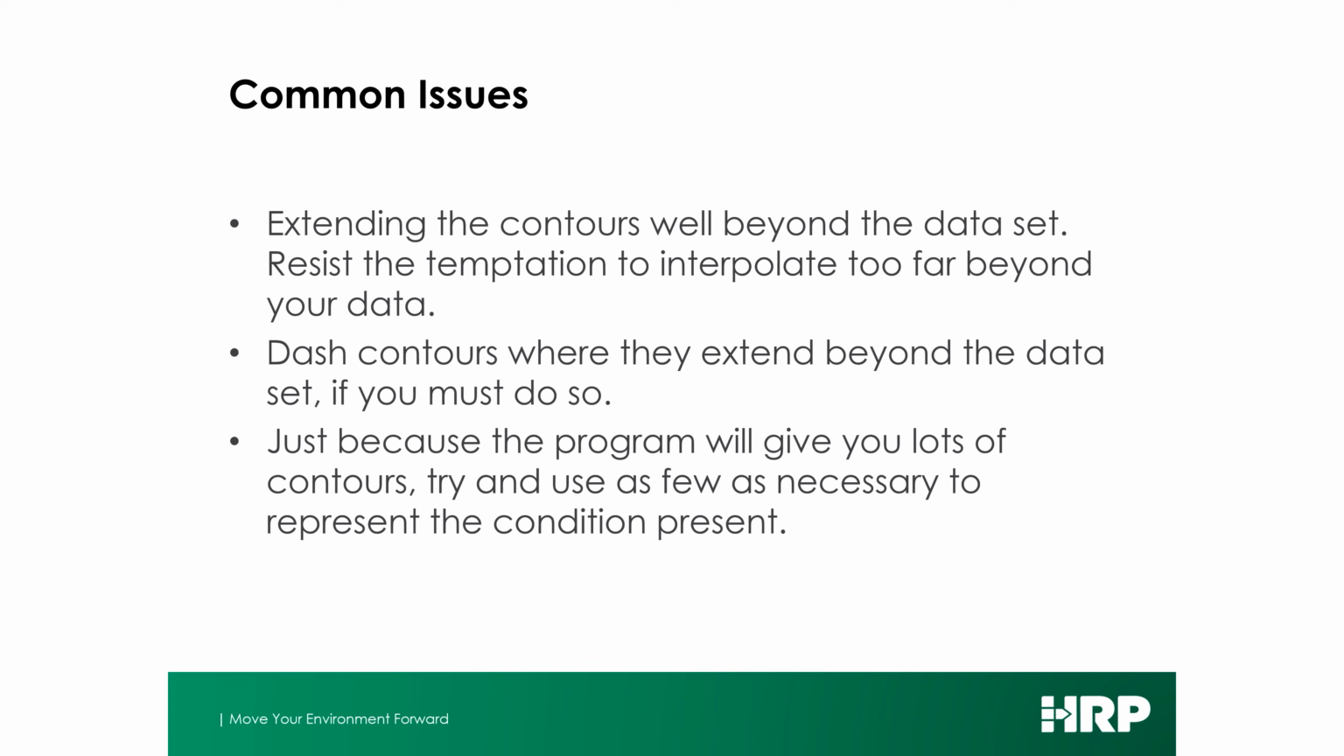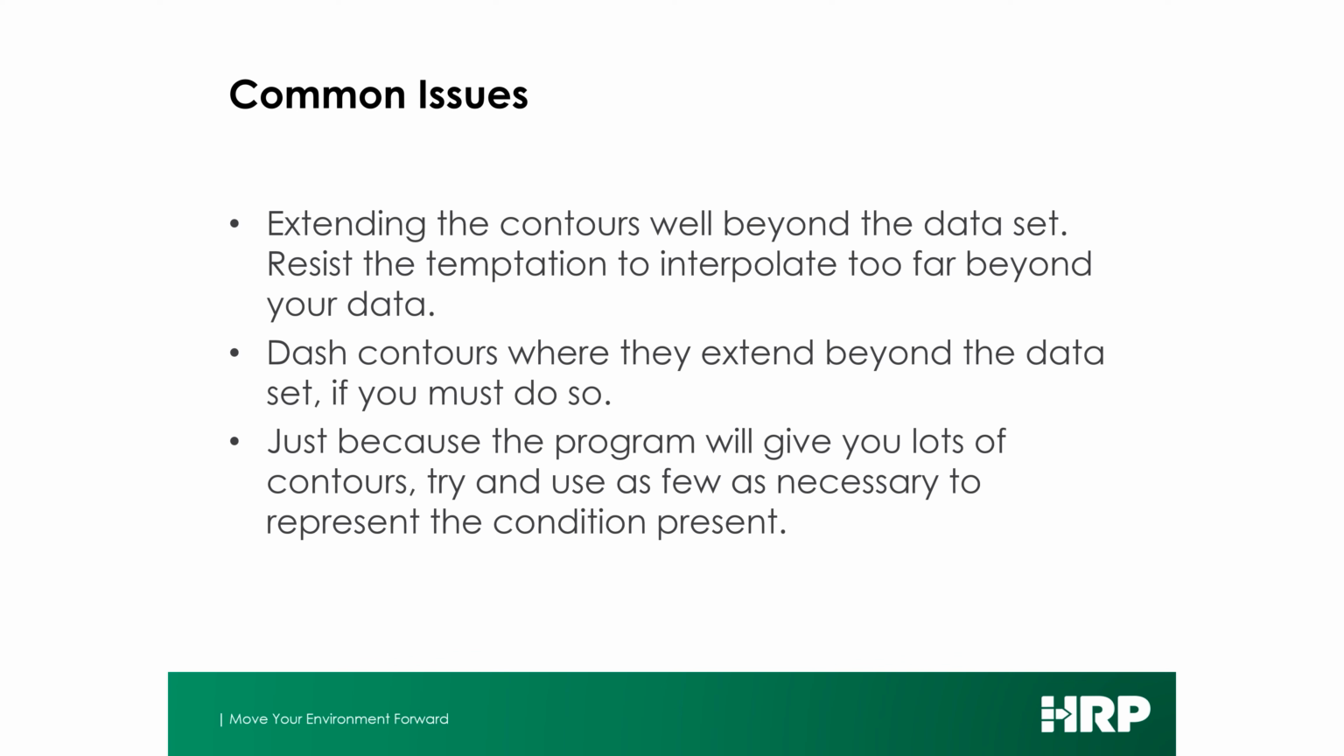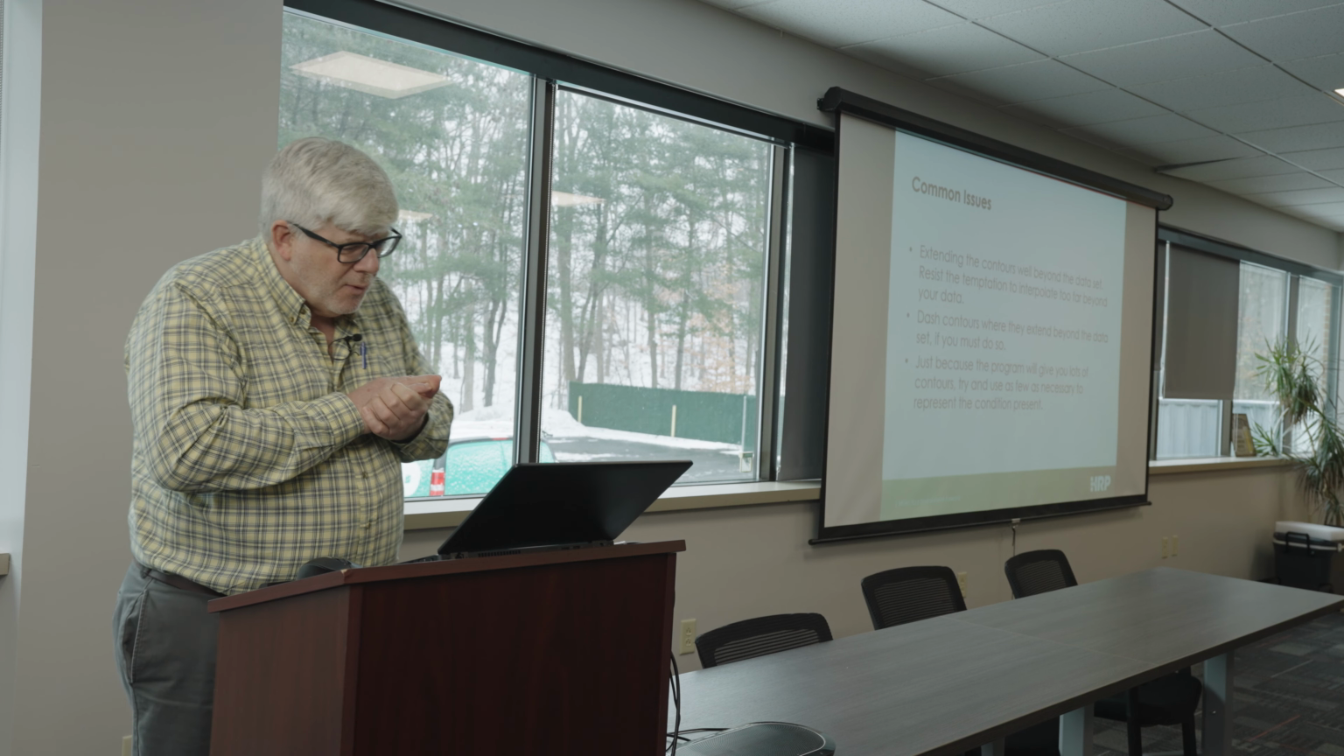I didn't know where to put this. I almost called this my list of pet peeves. Extending the contours outside the data set. There's really not very many times that that's necessary. Sometimes for a conceptual model, but not for an actual groundwater flow map. So if you're doing a conceptual model where things aren't really to scale perfectly, yeah, you can show that, oh, here's the gradient going that way and everything here moves in that direction. But try to avoid that.